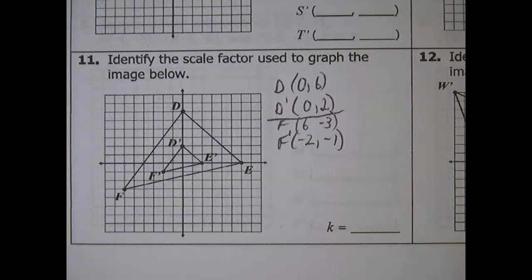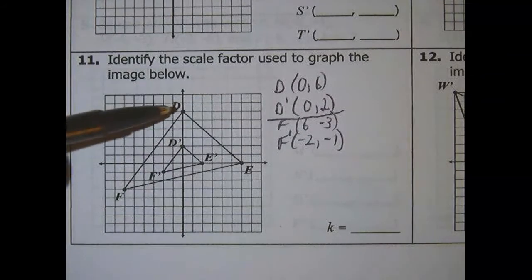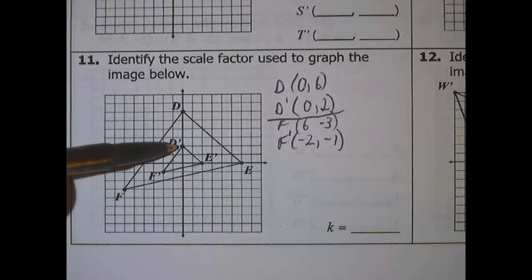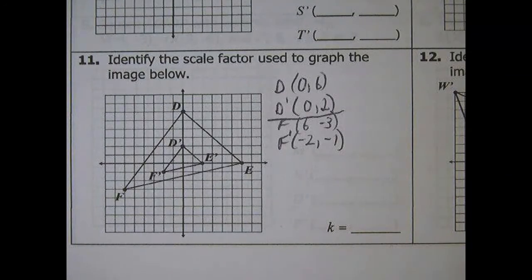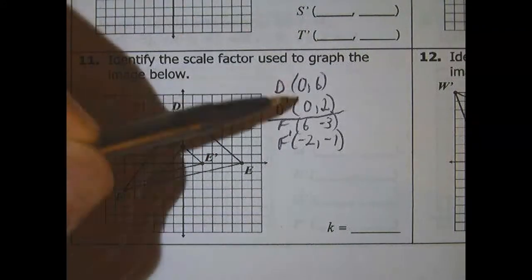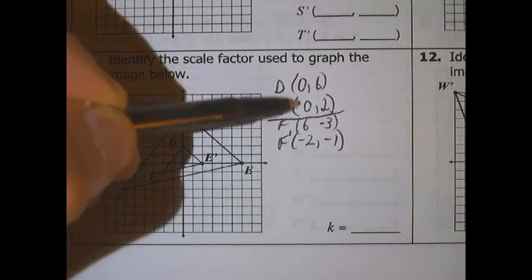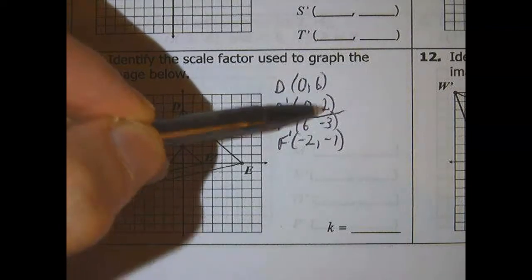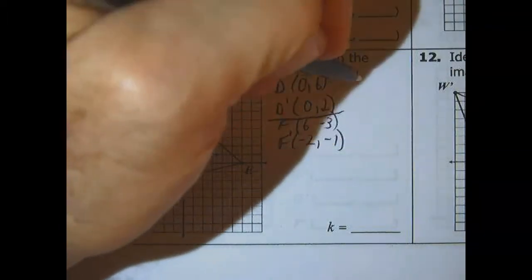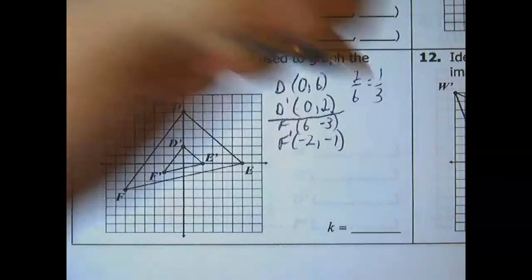All right, now what are we looking at here? We're looking at what the scale factor is going from D to D prime. So it got smaller, right? So we expect a fraction. So we have to go with the final image over the original image. And that's really all you need to do here. So 0 over 0, you can't get any information from that. But 2 over 6 you can get, right? 2 over 6 reduces to 1 over 3.